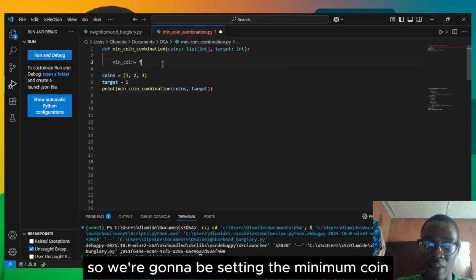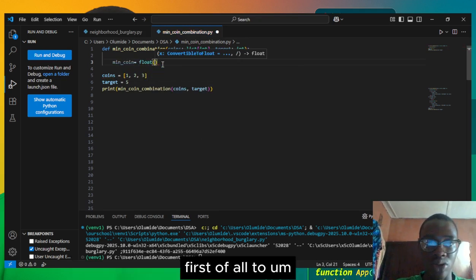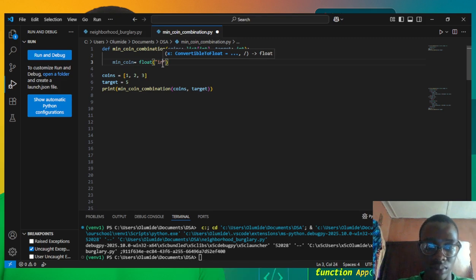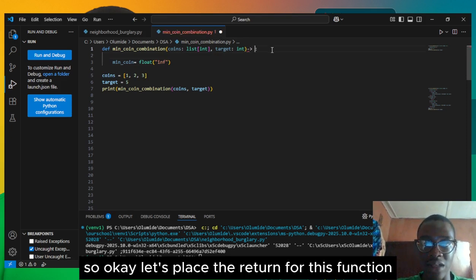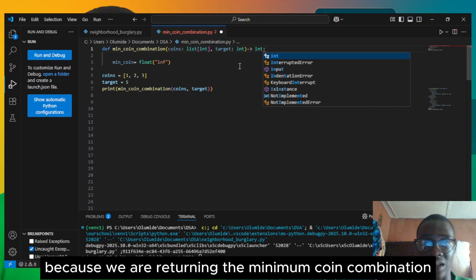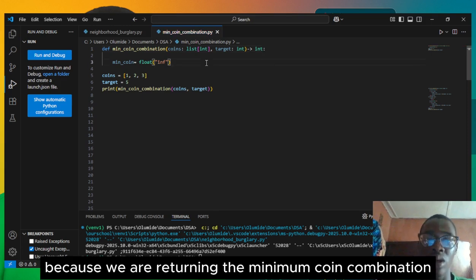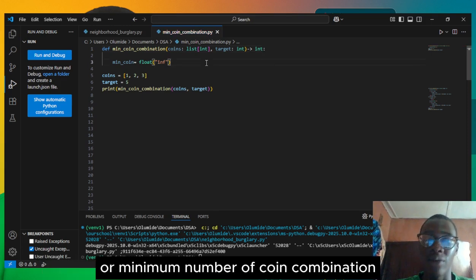So we are gonna be setting the minimum coin first of all to an infinite number. So okay, let's place the return for this function. The return will be an integer, right? Because we are returning the minimum coin combination, or minimum number of coin combination.